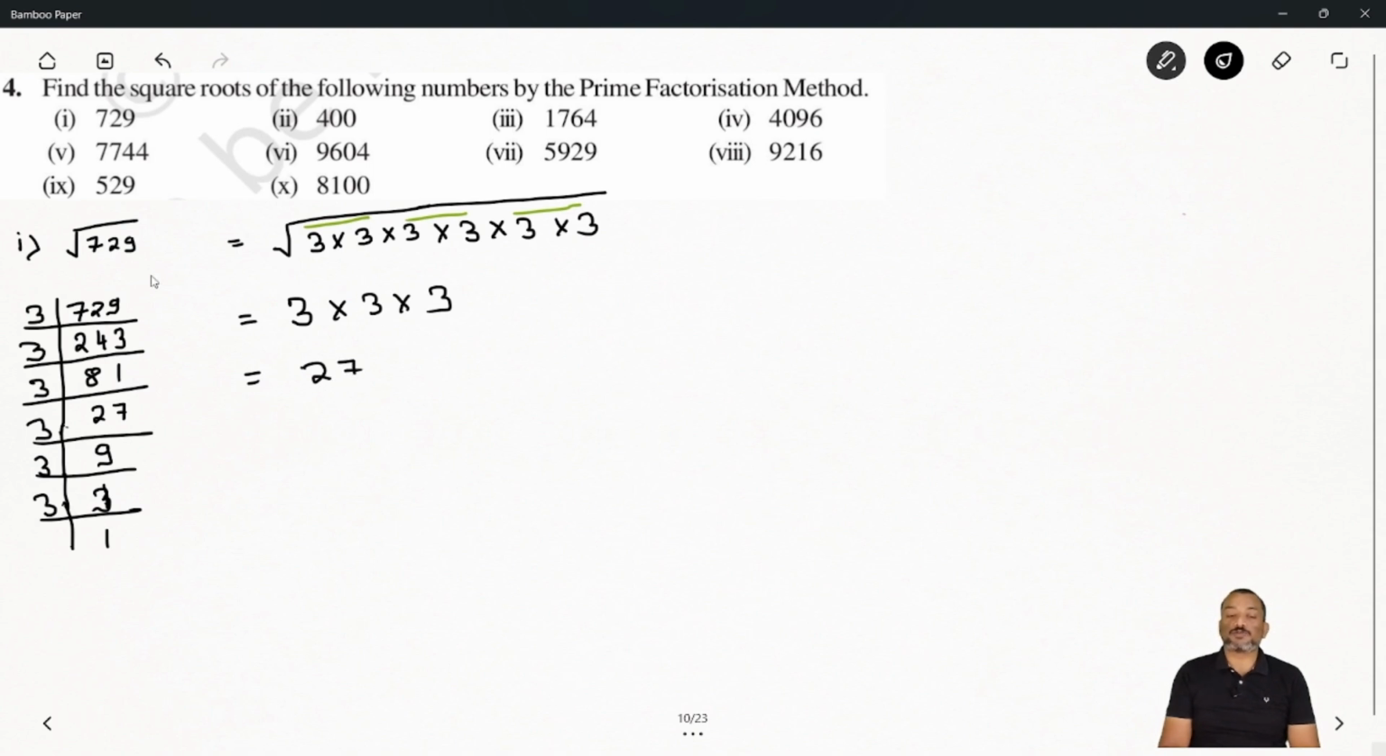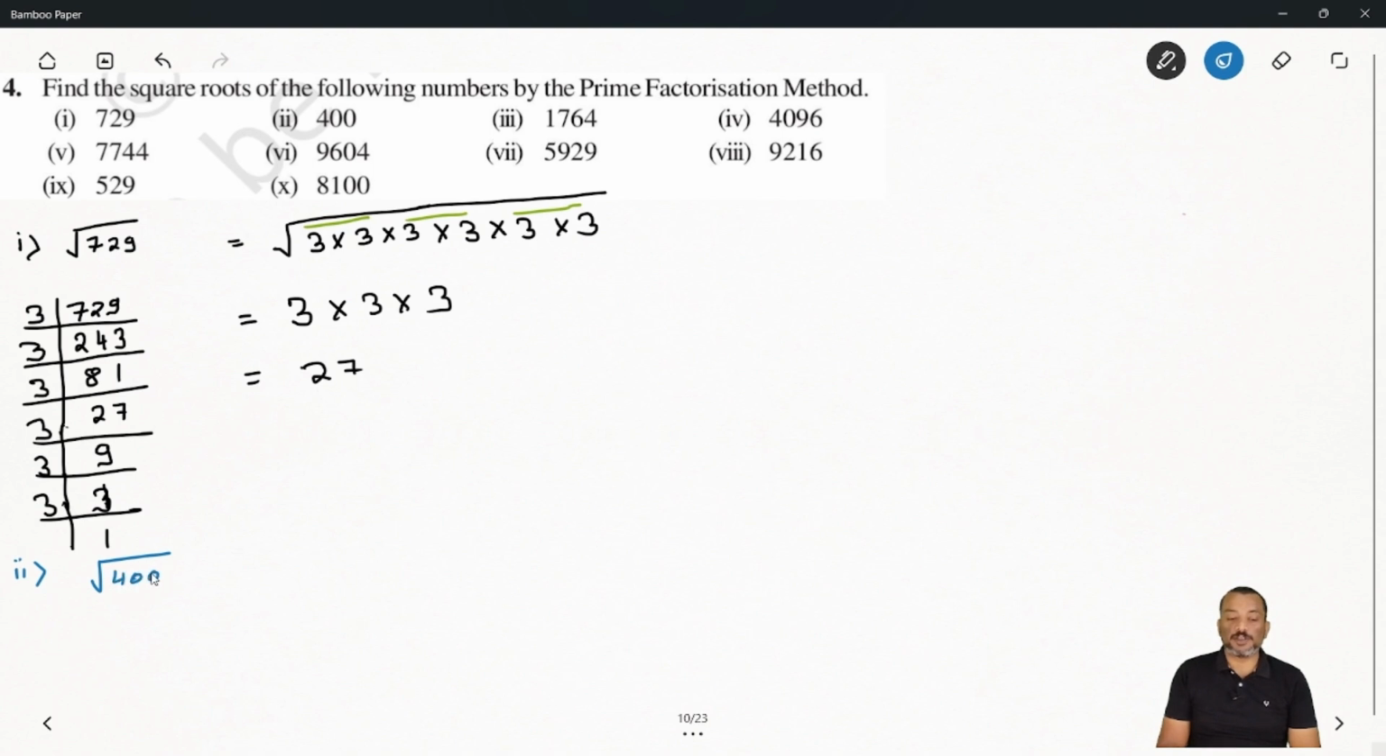It is the square root of 729. The square root will come to 27. Hope you get it clear now. So this way we can solve this one. Now let's try the second question. So the second question is saying the square root of 400.